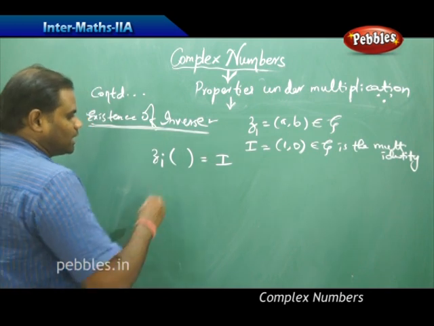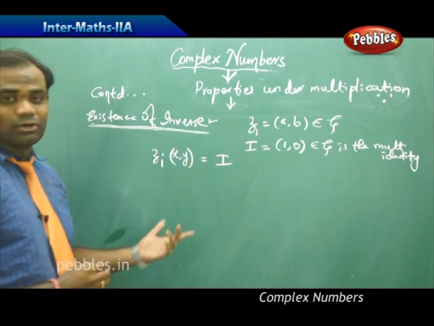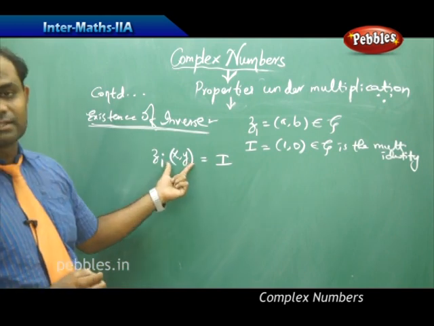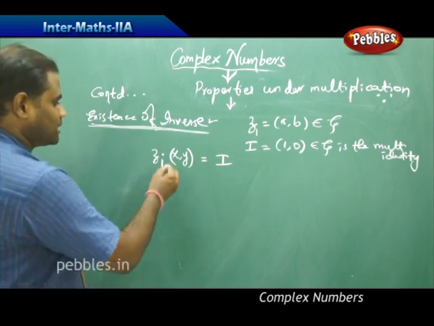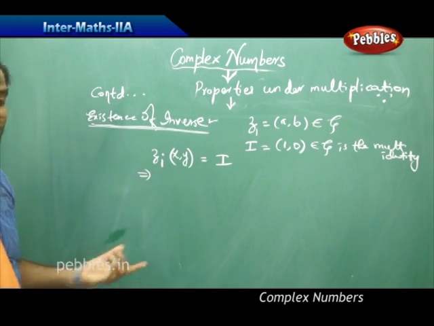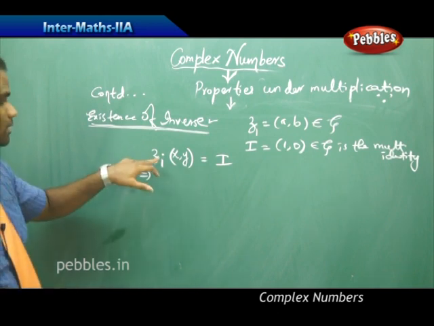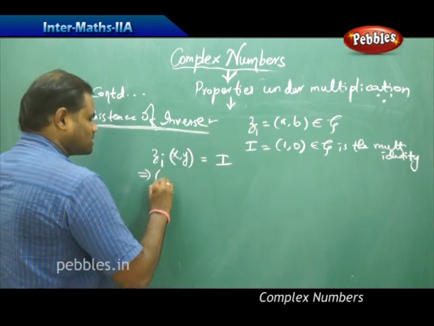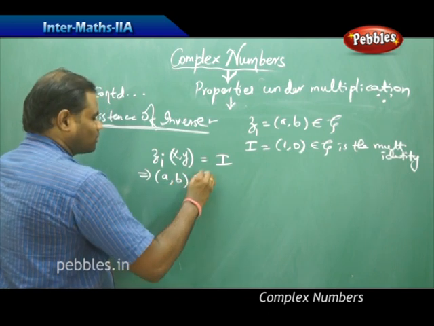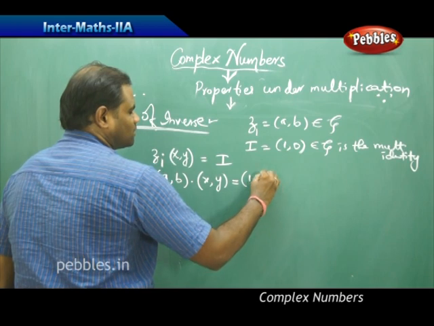Now because I don't know what should be here, I take this as x comma y, because I don't know what exactly is to be filled in. Then let's see what will be the values of x and y I obtain in terms of a, b, 1 and 0. So my z1 being a comma b is substituted here with dot of x comma y equals I, which is 1 comma 0.